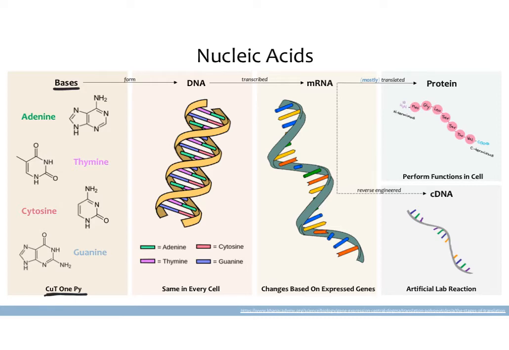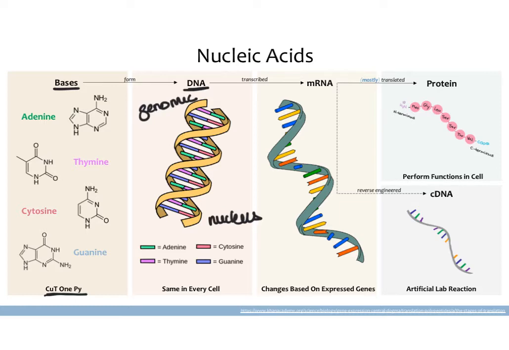Those four bases are going to come together to form DNA. And this is the genomic material in our cells. And as you all know, every cell will have the same genomic material. And it will be these bases paired to form DNA, which lives in the nucleus of the cell. This DNA will then be transcribed to form mRNA.